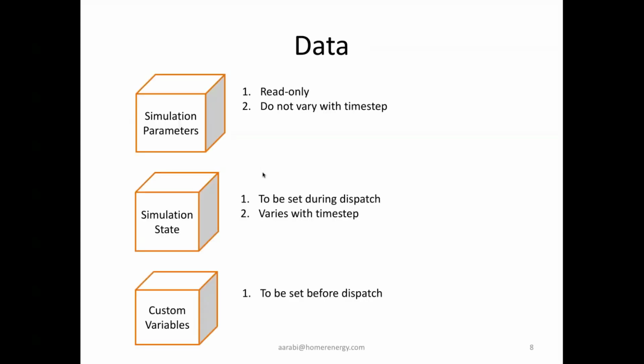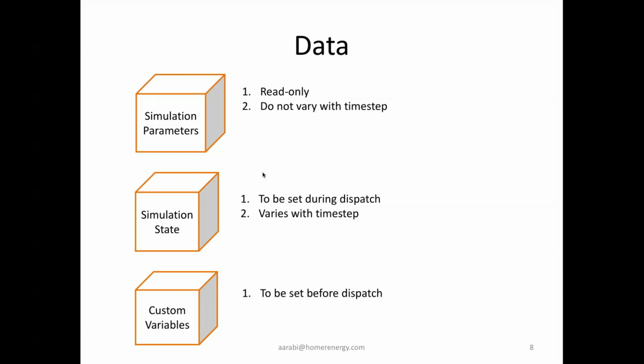When you're writing a custom dispatch, data is passed between HOMER Pro and MATLAB. And it's important to familiarize yourself with the data structures you'll be dealing with. So the first data structure is simulation parameters. This structure is read-only, and it does not vary with every time step. And the information from simulation parameters could be if a generator is present in the model, or if the PV is present on the AC or DC bus.